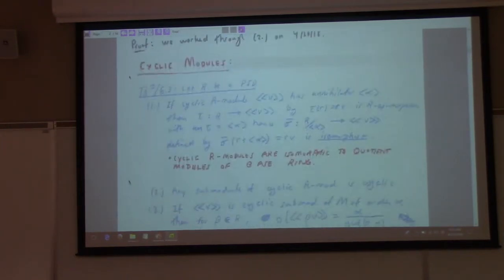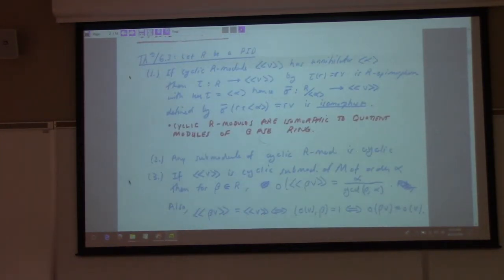All right. This is what I did at the very end of class. I talked about a cyclic module. It has annihilator ⟨⟨V⟩⟩, I'm sorry, the module is ⟨⟨V⟩⟩, and that has annihilator ⟨α⟩. And we define the tau map by multiplication that induces the isomorphism here on the quotient, which shows you that any cyclic R module is isomorphic to the quotient of a quotient module of a base ring.